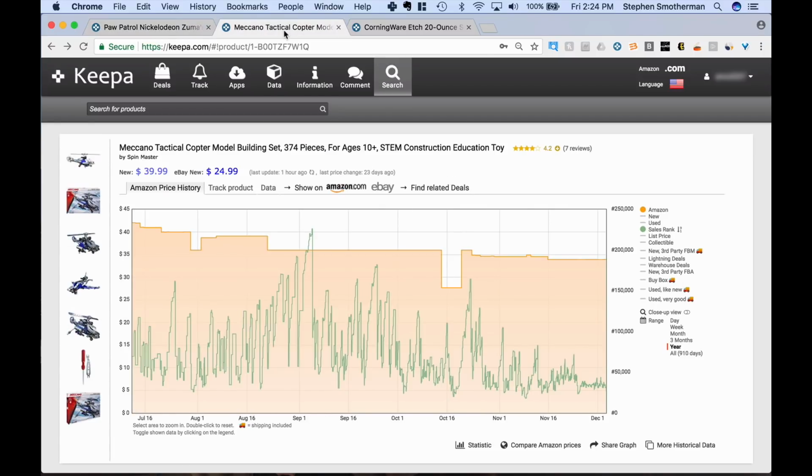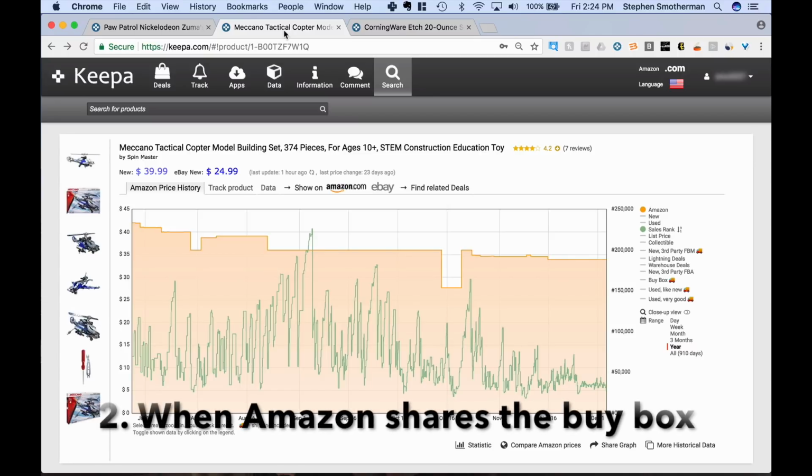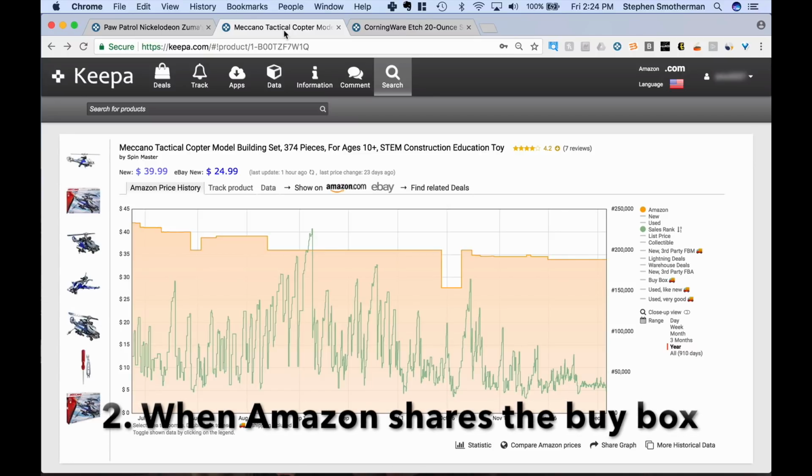All right, we've got this item here, and just by looking at it, you can see that during this 3-month time span, Amazon has been in stock the whole time. So that negates our first tip that you can compete against Amazon when Amazon's out of stock. Well, here they show they're not out of stock over the last 3 months. But here is another tip. The second way you can compete against Amazon and win is when Amazon shares the buy box.